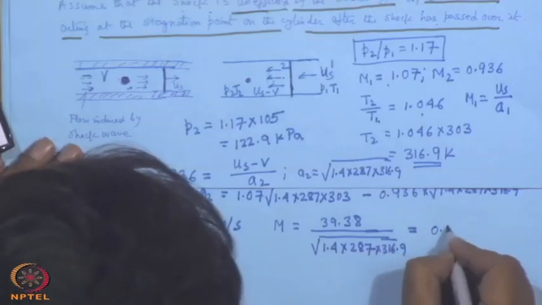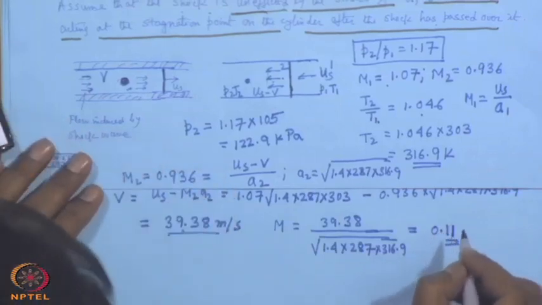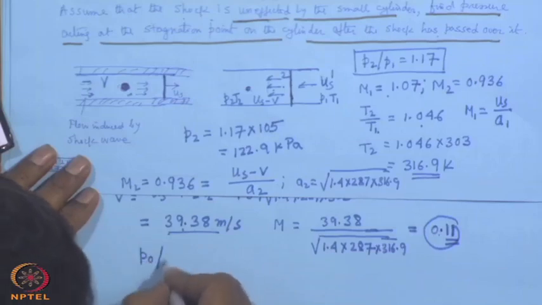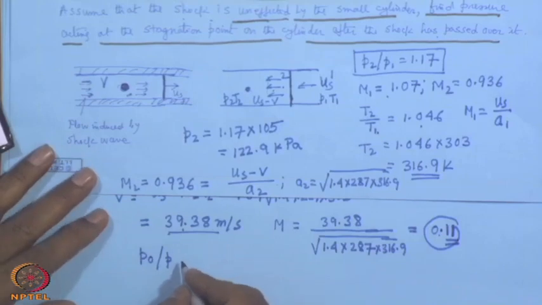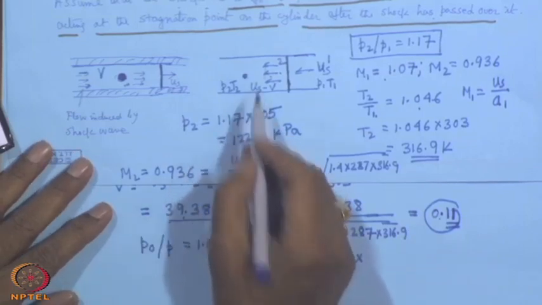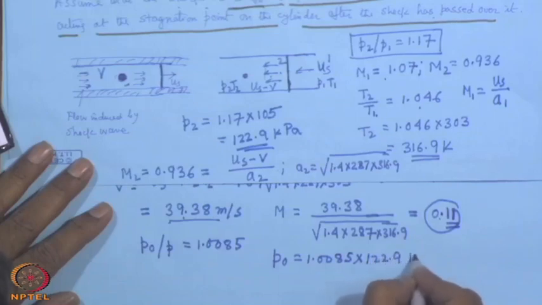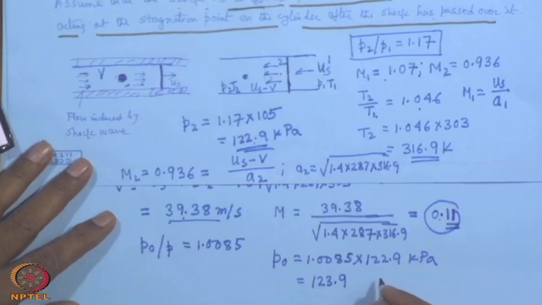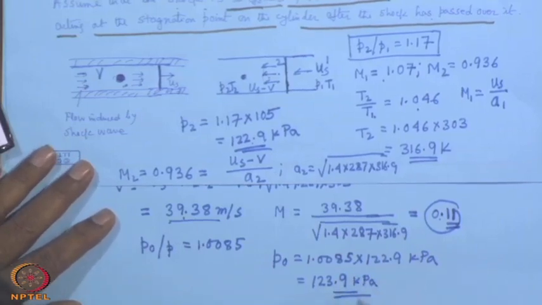So we take the value of M, with V2 and the pressure, and the Mach number is 0.11. I have calculated it earlier, so you can check. In the table, if you see this Mach number, you can find the value of P0 by P, and for this problem it is 1.0085. So P0 is 1.0085 times the static pressure P2, 122.9, because that is the condition prevailing. This becomes 123.9 kilopascals, as I have already calculated.